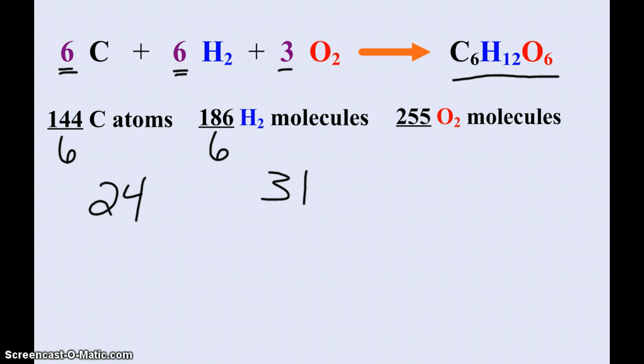Oxygen, there's 255 oxygen molecules available. I need 3 each time, so I divide by 3, and that says with that amount of oxygen, I could make 85 molecules of glucose.